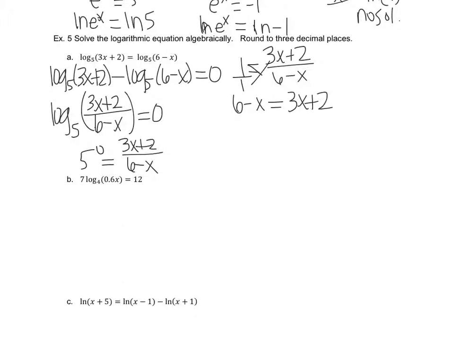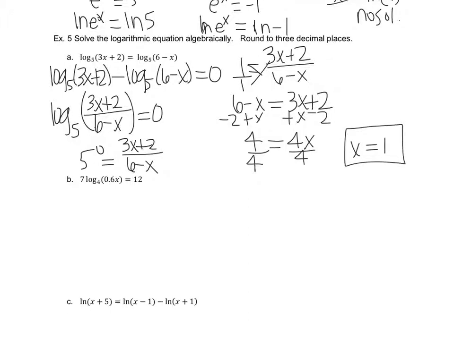And go ahead and solve for x that way. So I'm going to get my x's to one side and my numbers to the other. Add x. So that's going to be 4x, and then minus 2 equals 4. Divide by 4, and we get x equals 1. And there's our solution.